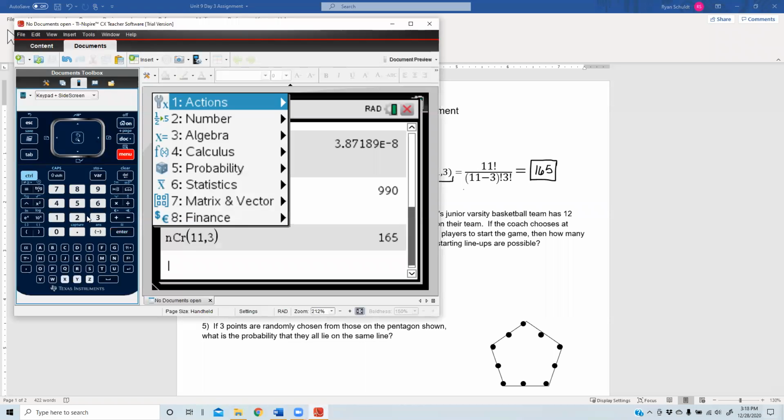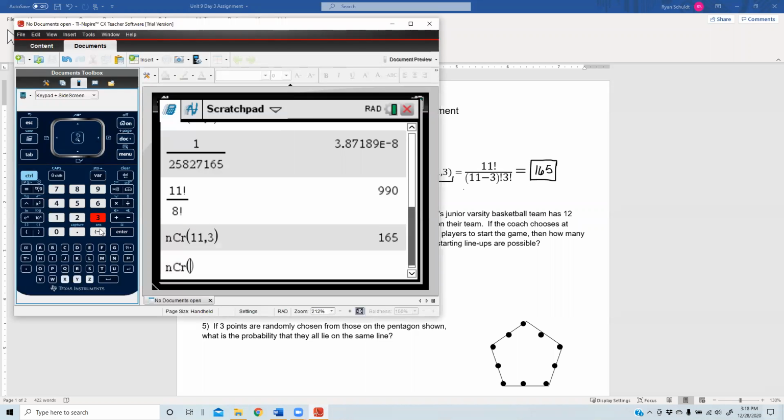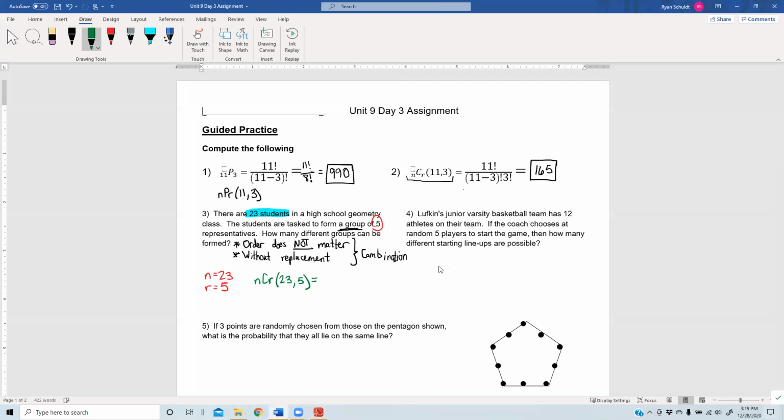So menu, probability, and combination. We have 23 that we can pick from, and we're picking 5 of them. It's 33,649. That's how many different groups there could be.